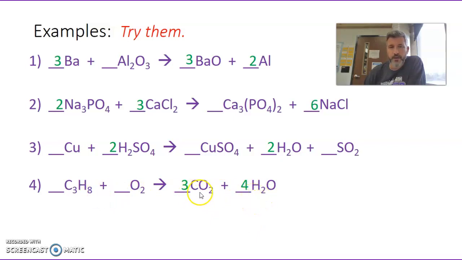Now be careful here. On the right, for my oxygens, I have 3 times 2 is 6, but I also have 4 more over here. So we have to add those 2 together. So 6 plus 4 is 10. So what times 2 would give me 10 on the left side? And of course, that answer is 5.